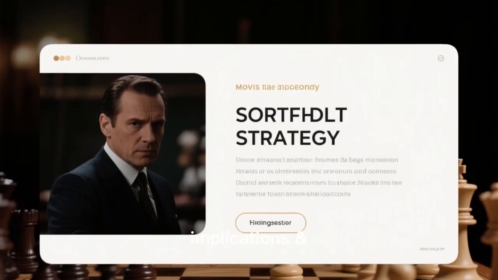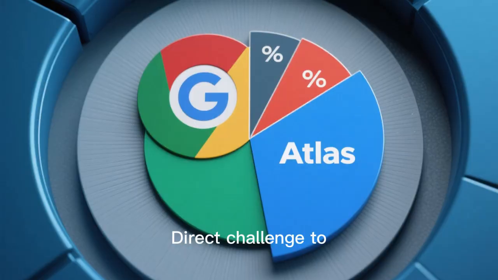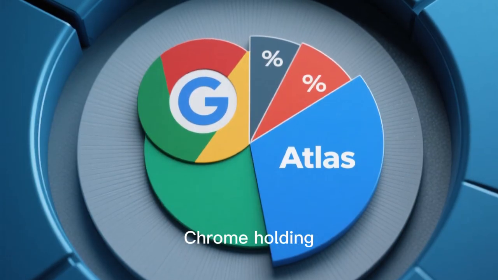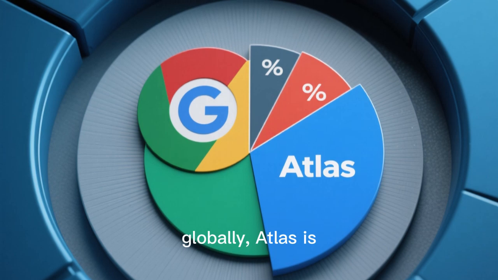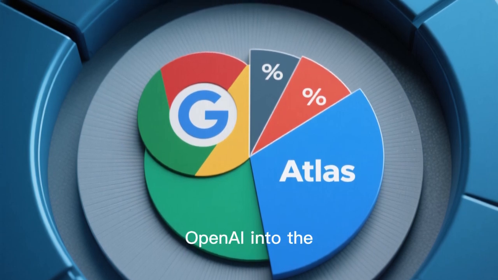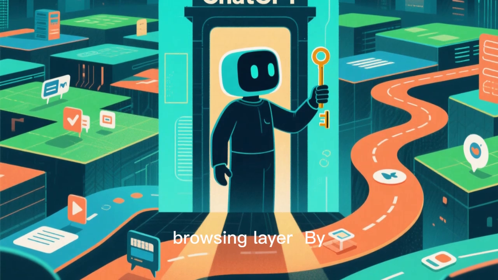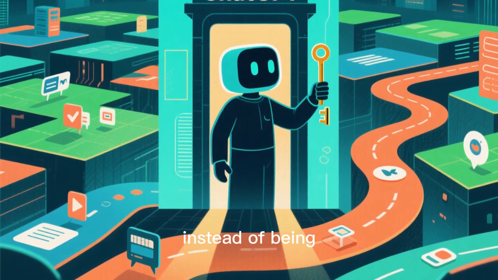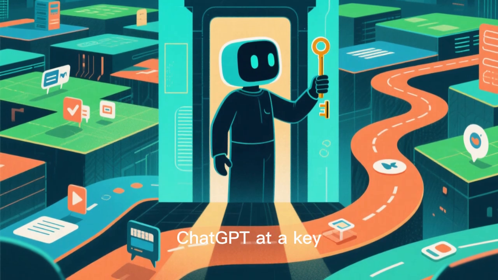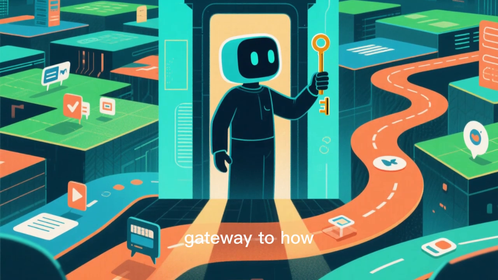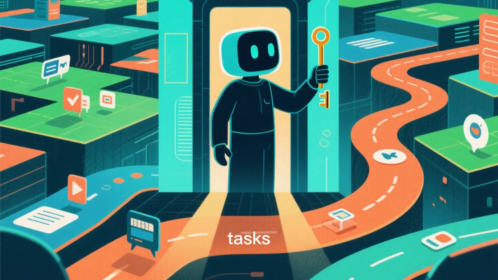Strategic implications and competition. Why this matters and how it changes the game. Direct challenge to Google Chrome. With Chrome holding approximately 70% plus of browser market share globally, Atlas is a bold move by OpenAI into the core platform of the web. Control over the browsing layer by owning the browser instead of being accessed via it as a separate app. OpenAI places ChatGPT at a key gateway to how people access the internet, search, consume content, do tasks.